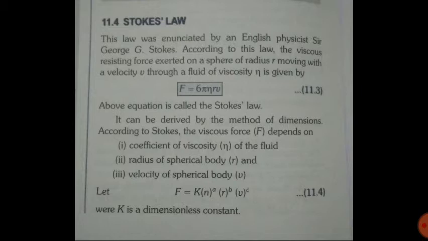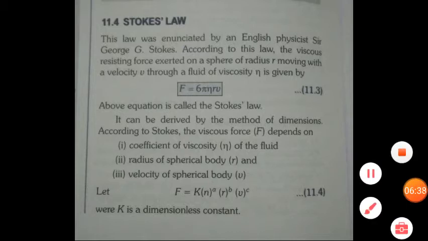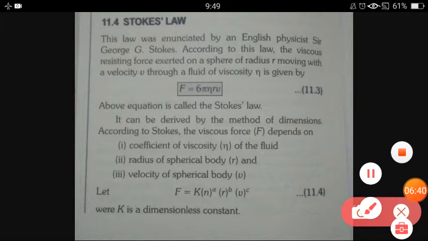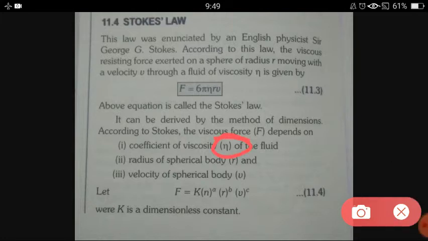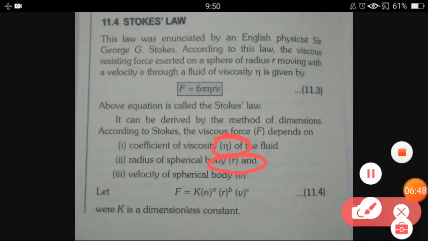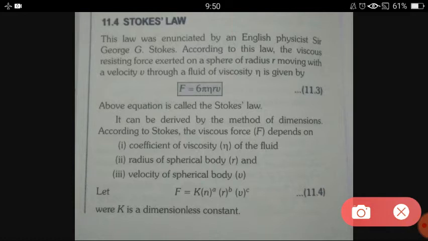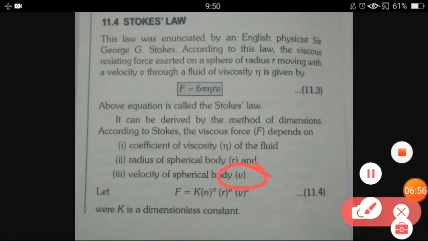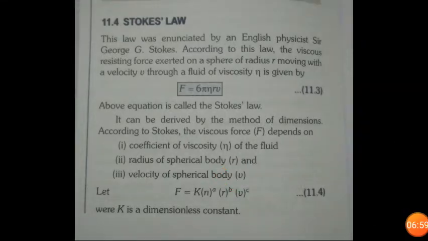Here the viscous force depends on three physical quantities. The first one is the coefficient of viscosity eta, the second is the radius of a spherical body which is passing through the liquid, and the third one is the velocity of the spherical body. On these three physical quantities force F depends.